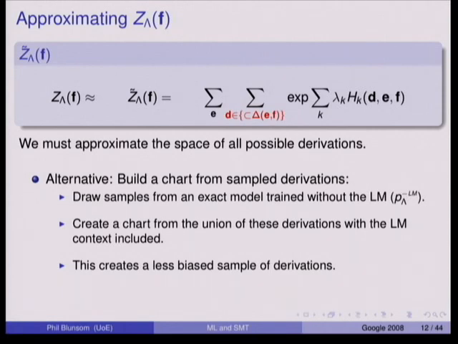So a suggested alternative is to sample derivations. What I'm proposing is that we first train a model without the non-local features, which I call P minus LM. We can do this exactly; it has cubic complexity. Then we can draw samples from that model, pack those into a pack chart representation, and use that to approximate Z. The hope here is that although most of our samples will be from the peak of the distribution, we'll also see some samples from the tails. And maybe this will give us a less biased approximation.